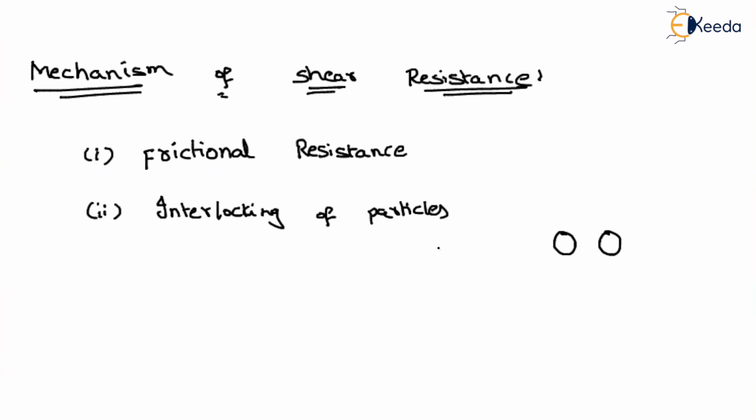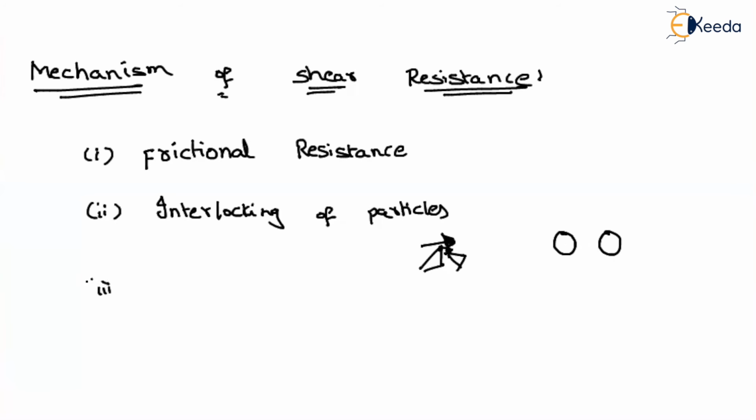Suppose they are angular shape, that means one particle is like this and another particle is like this. There will be some mechanism. Suppose I apply a shear stress of magnitude like this, definitely because of this arrangement of the particles, there will be some resistance. So that is interlocking. If your soil particles are exactly rounded shape, then there will not be interlocking. This type of soil particle will be observed in the clay soils.